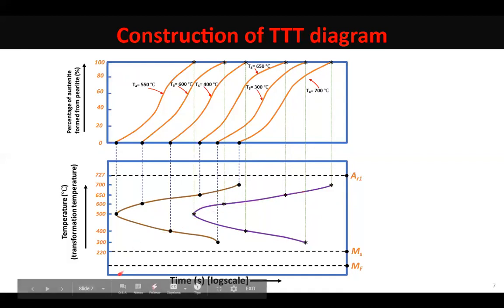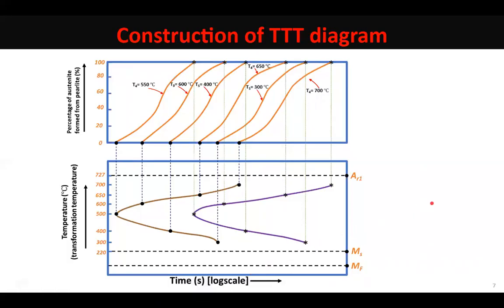And students, always this time period is taken on the log scale, as I have marked the x-axis. Why? So that time periods which are very short and time periods which are hugely large, all types of time periods can be accommodated in a small space. So that is why this is taken on the log scale.